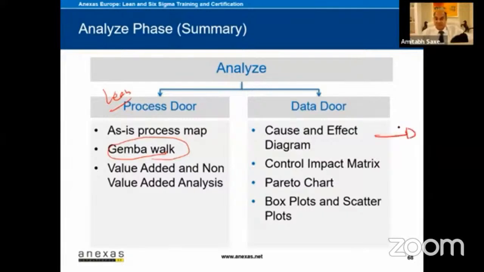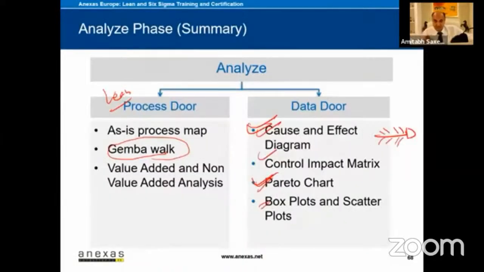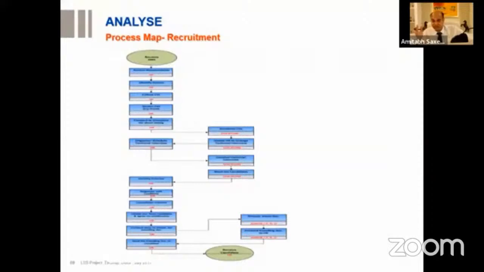So you can do a cause and effect diagram, control impact matrix, Pareto chart, box plots, scatter plots. So let us try to learn these. At least let me try to talk about cause and effect and Pareto. And very quickly, I'll tell you about box plots and scatter plots also. First, the process door. So what we do, first map the process. Now, it is not like the CPHQ which we did earlier.